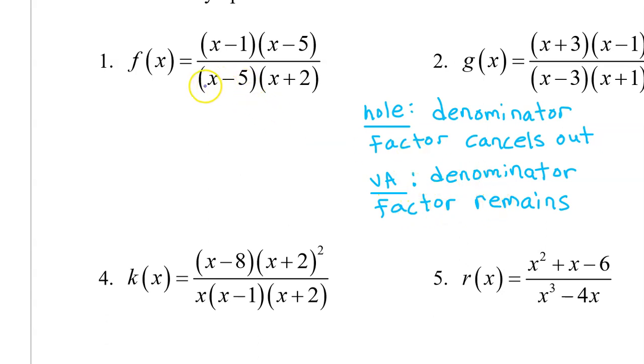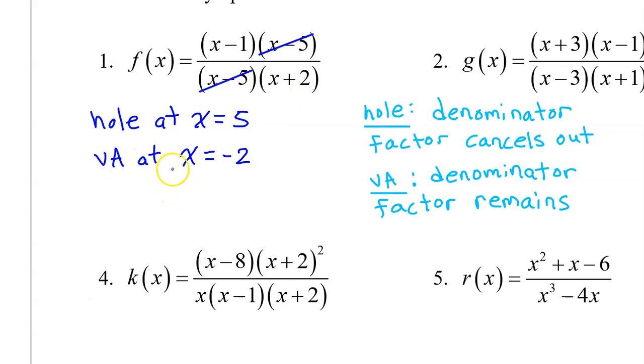For example, I see x minus 5 in the denominator, but that is going to cancel out with this factor in the numerator. Because it cancels out, this is going to give us a hole. We have a hole at x equals 5. Then we see a factor of x plus 2 in the denominator that does not cancel out with anything. A denominator factor that remains gives us a vertical asymptote. So we have a vertical asymptote at x equals negative 2.